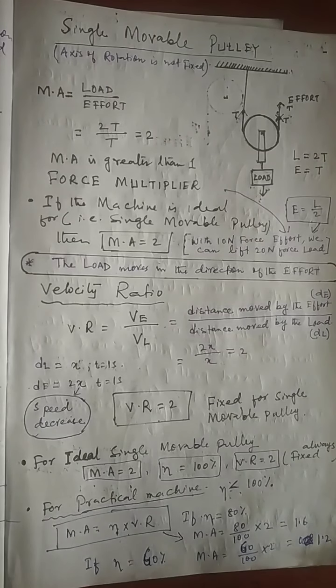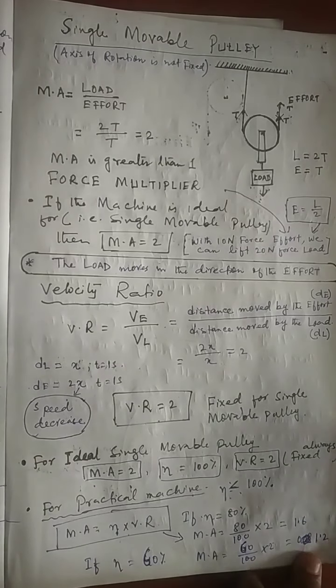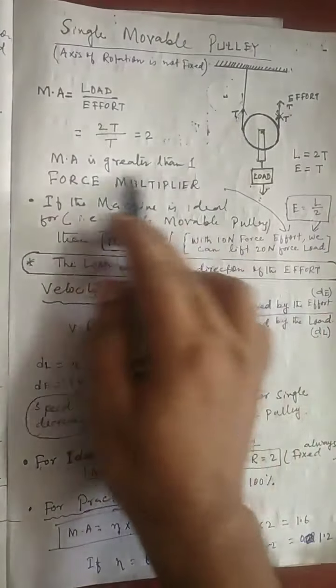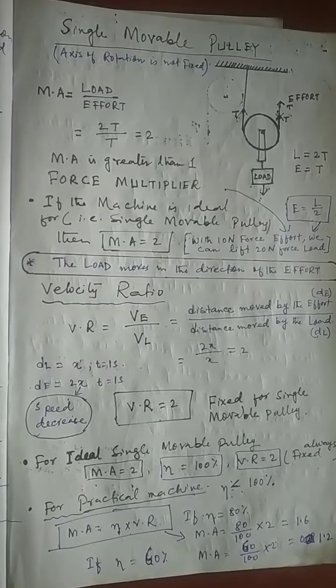This is greater than 1. So if the mechanical advantage is greater than 1, it behaves like a force multiplier. Force multiplier means with a smaller force we can lift a bigger or heavier load. So this is all about the single movable pulley. Hope you have understood.